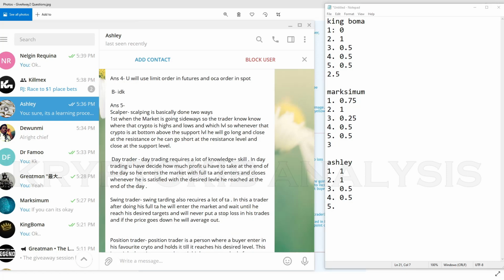So, yes. Day trader requires a lot of knowledge plus key. In day trading, you have to decide how much profit you have to take at the end of the day. So he enters the market with full TA and enters and closes whenever he is satisfied.